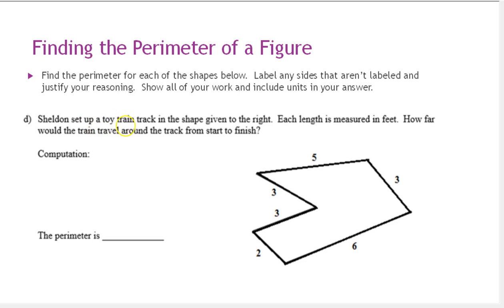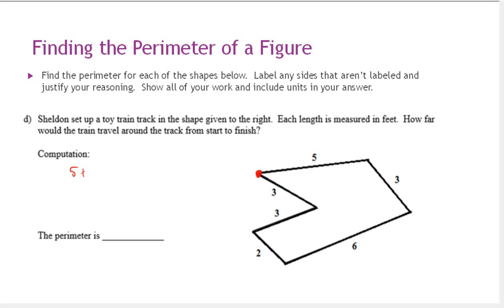Sheldon set up a toy train track in the shape given to the right. Each length is measured in feet. How far would the train travel around the track from start to finish? Okay. So we don't know the start value, but we can pick any value no matter where it starts, and to get back to where it started would be the perimeter of this figure. So I'm going to start here.